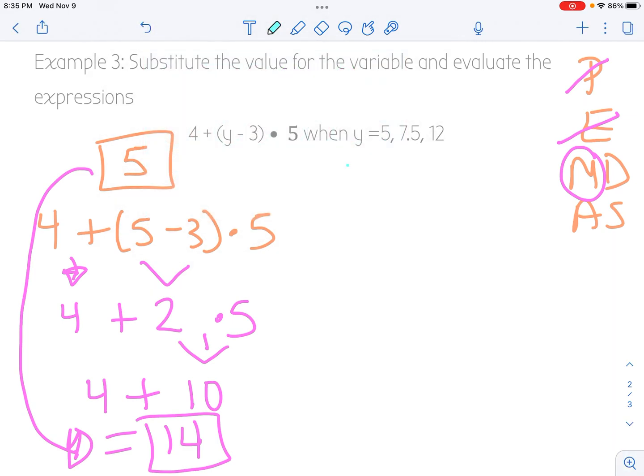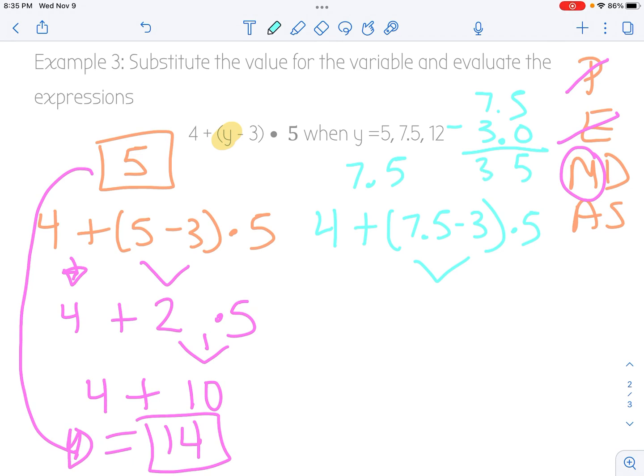The next one is 7.5. Same thing, I'm going to write my expression down. Instead of y, I have 7.5. Again, I have to do what's in my parentheses first. 7.5 minus 3. Remember, I can write them as decimals if I don't know off the top of my head. Oops. Bring down my decimal. 7 minus 3 is 4. So that would be 4.5. I'm going to bring everything else down.